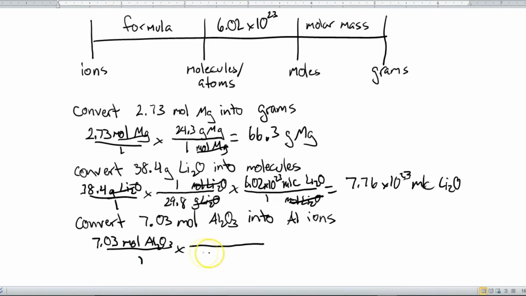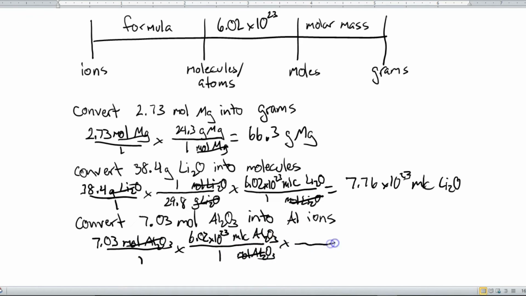Okay, so I know that moles has got to go on the bottom because it's on the top over here. All right, and the unit that is right next to it is molecules. So that's the one that goes on top, Al2O3. And once again, the number that goes here is 6.02 times 10 to the 23rd per 1 mole. Okay, so moles cross out like so.